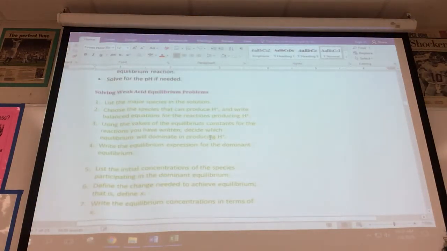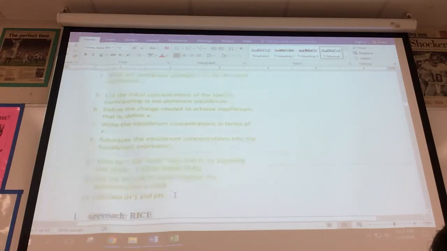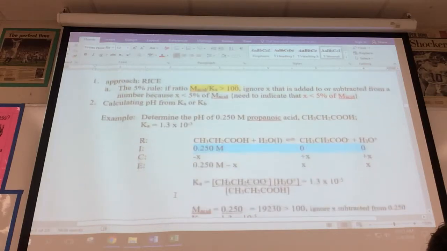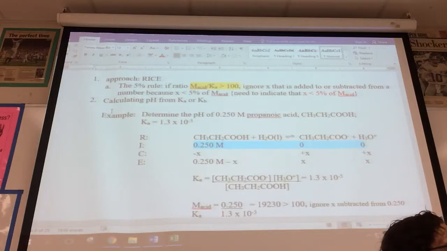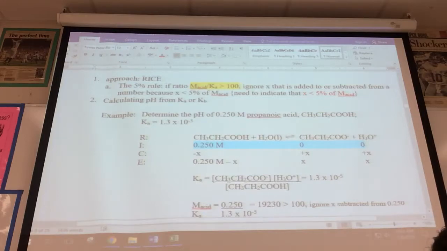I'm not going to read through them because it's very tricky to follow until you know how to actually work a problem. We can refer back to these steps as we go, but I'll be walking through, pointing them out so that you can see how to solve these types of problems. Again, a weak acid or a weak base to determine pH. Our approach is going to be RICE.